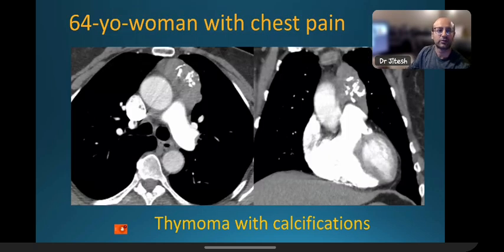How about this case? Now, this is a 64-year-old woman with chest pain. Again, thymoma usually occurs within the fourth to sixth decades, so this is a good age for thymoma. Now, this patient has a mass that is a little bit lobulated. It's not smooth like the last case. We're also seeing calcification within this mass. Remember, I mentioned that up to 40% of thymoma cases can have calcification, right? So this is a thymoma with calcification.